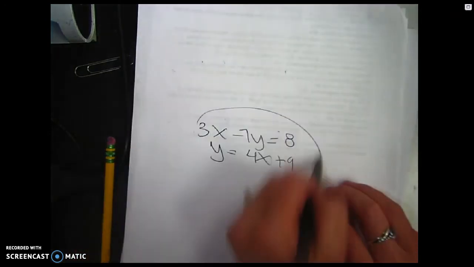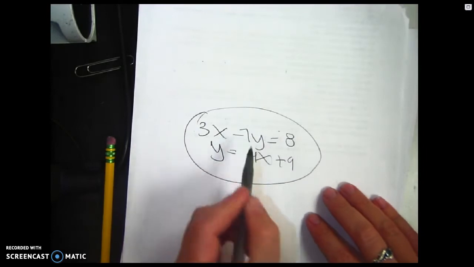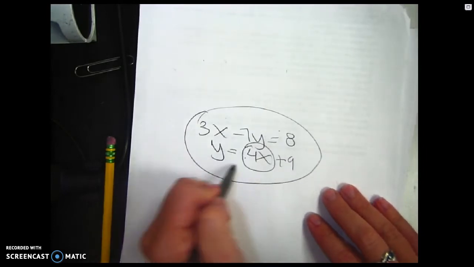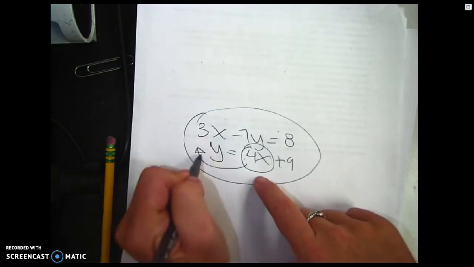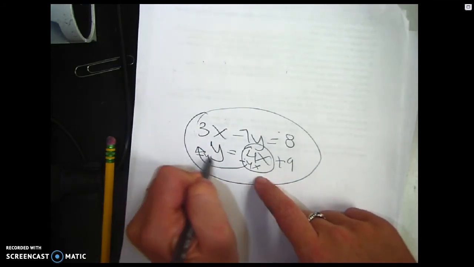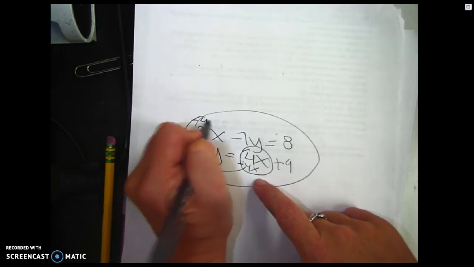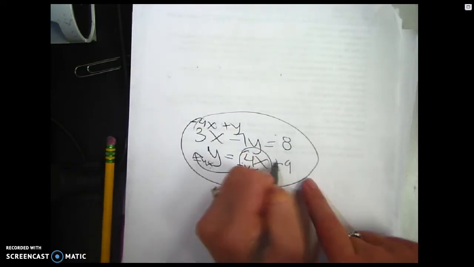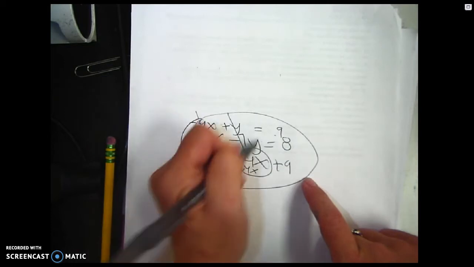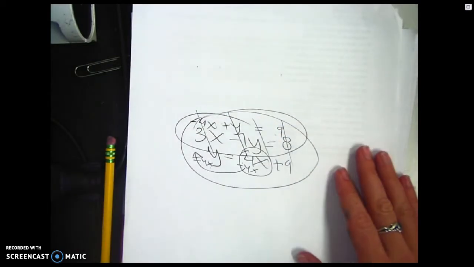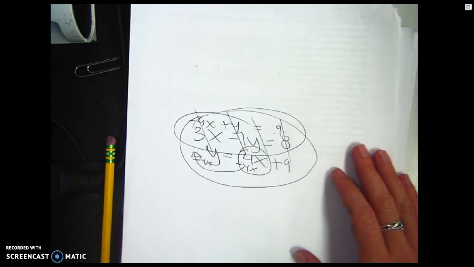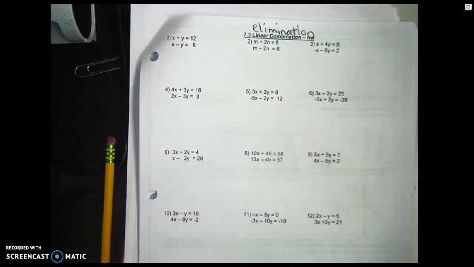So if I wanted to solve this by elimination, I would have to put this in standard form, which means I would have to move this over to that side. If I did that, I would subtract 4x and subtract 4x, and I'd end up with negative 4x plus y equals 9, x, y equals a number. Now it's lined up so that I can solve by elimination or linear combination. Again, the homework assignment is already set up for you.